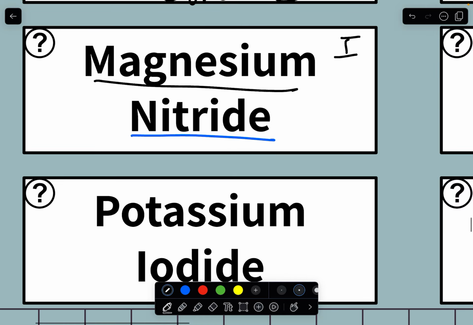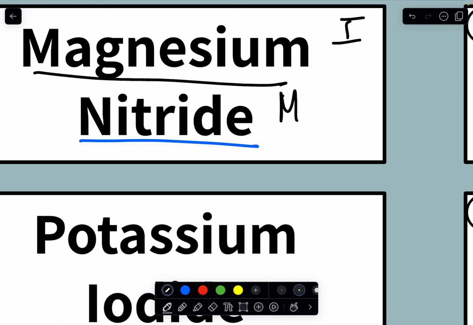Okay, so remember for ionic, we're going to write the symbol and charge of our metal. So Mg+2 for magnesium. Symbol and charge of our nonmetal, N-3 for nitrogen. And then we're going to do the crisscross method.